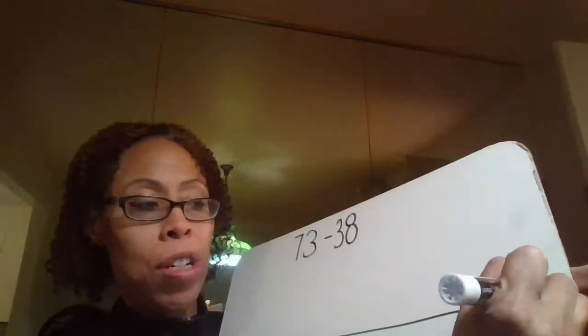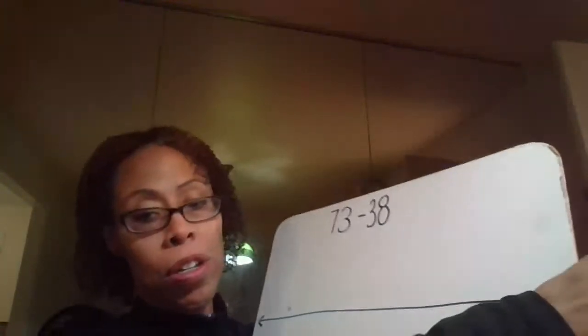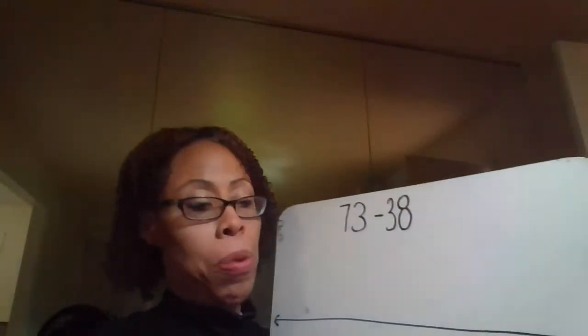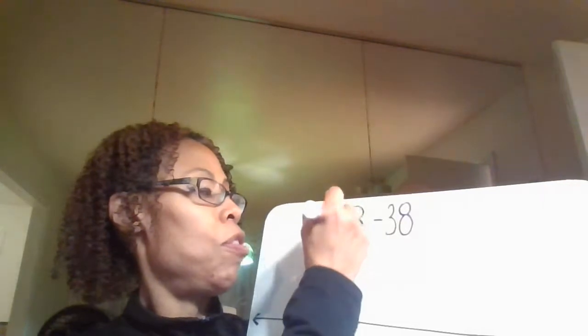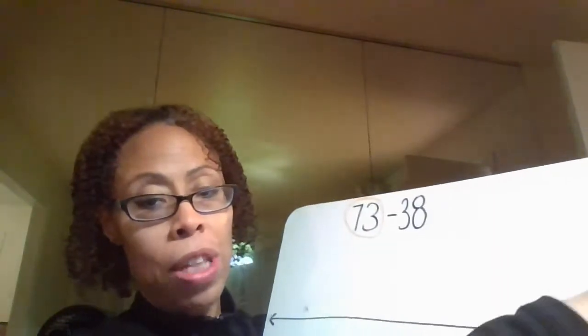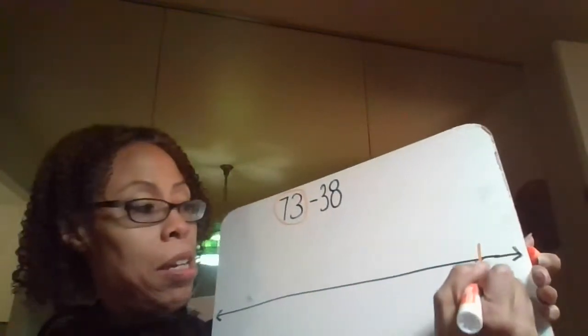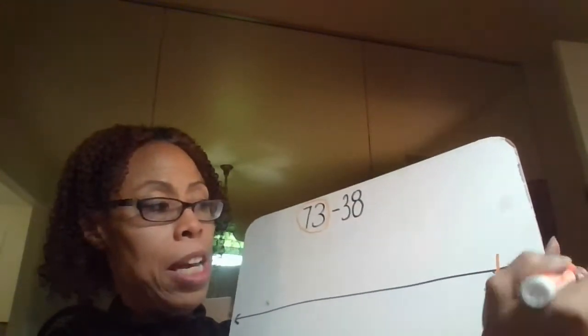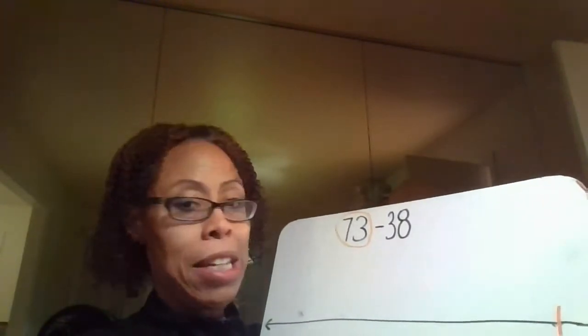So we're going to work with subtraction of double digits using an open number line. When we are using an open number line with subtraction, we always want to circle the first number. The first number is always going to be the largest number in subtraction. We're going to circle that so that we can remember to put a hash mark here and write that number below the hash mark. So that is the first part of the setup.